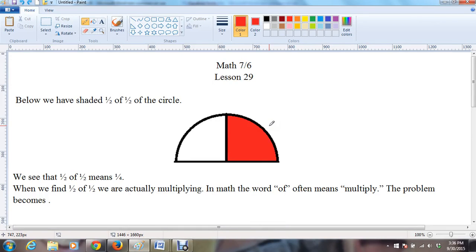Okay, this is lesson 29, which we did not have a chance to go over in class. This is about multiplying fractions. And we're going to start off by trying to understand what it means when we multiply fractions.